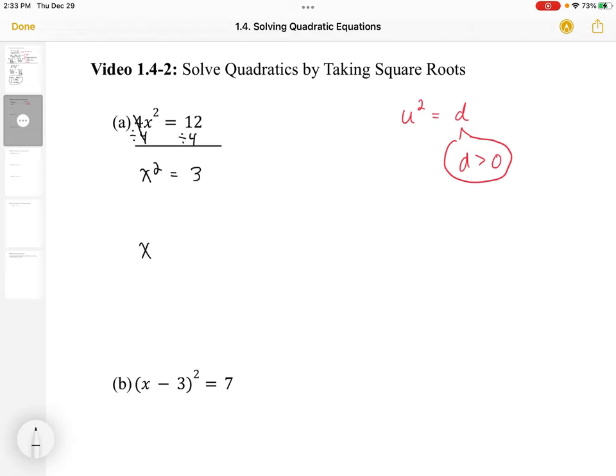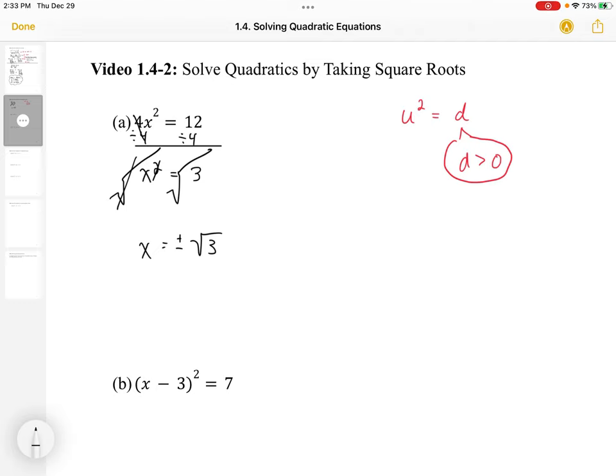Now, once we have our squared term alone on the left side, we can take the square root of both sides. The square root of x squared is x. The square root is the opposite operation of the exponent of 2. And we're left with, on the right side, the square root of 3. However, anytime you take the square root of a number, anytime you're introducing the square root, our solution is going to be both positive and negative.